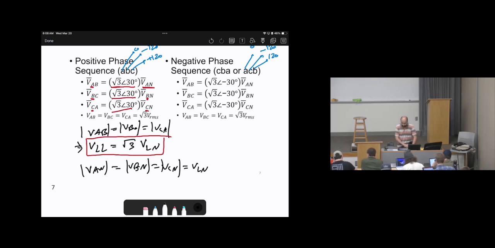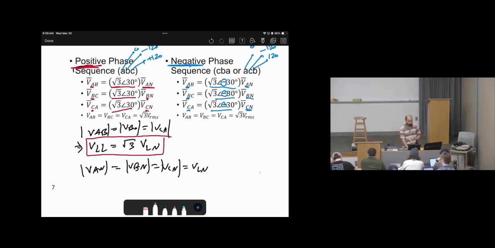So if the system is negative sequence, so that one, the first one, was for positive sequence. If it is negative sequence, it will be the same for the magnitude, root of 3, but it will be with a negative angle. And the same way, VAB uses VAN, VBC uses VBN, VCA, first letter C, uses VCN. Okay? Does this make sense?